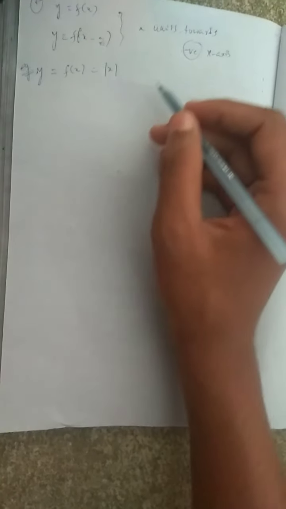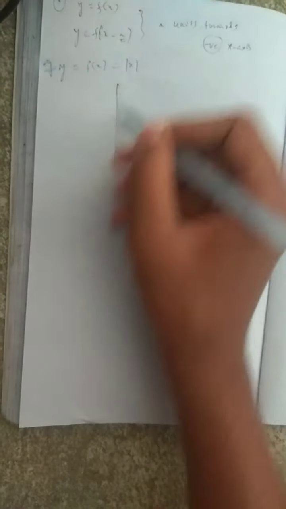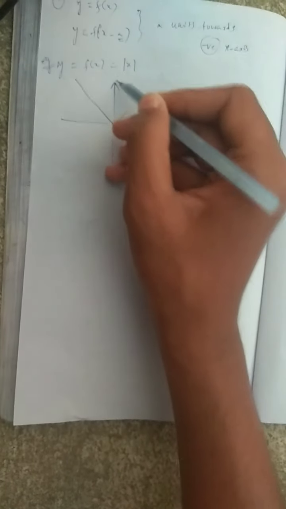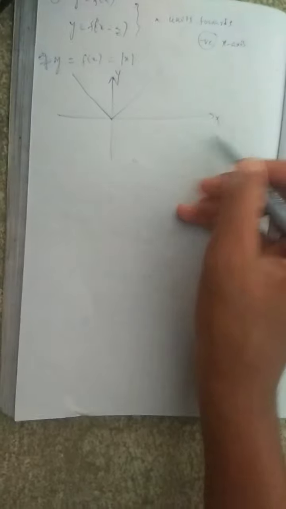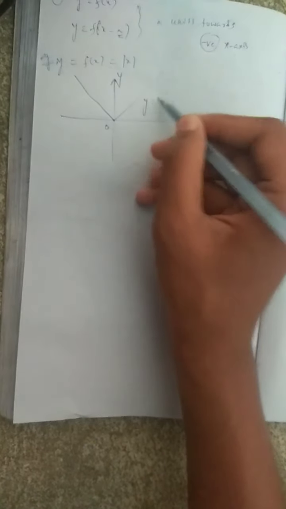Now let us see an example and we can get clarity. Let us draw the graph of y equal to f of x equal to modulus of x. I think this is the graph, and this is the y-axis, x-axis, and this is the origin. This is the graph of y equal to modulus of x.